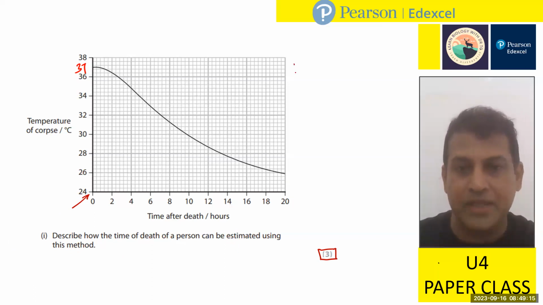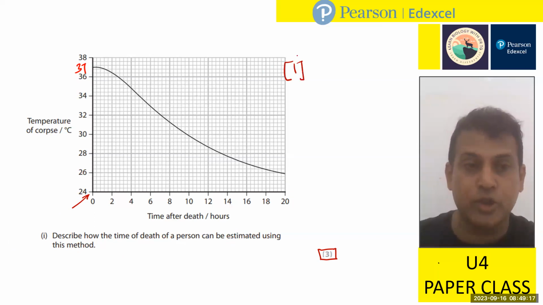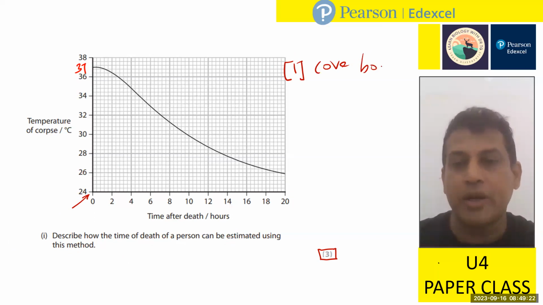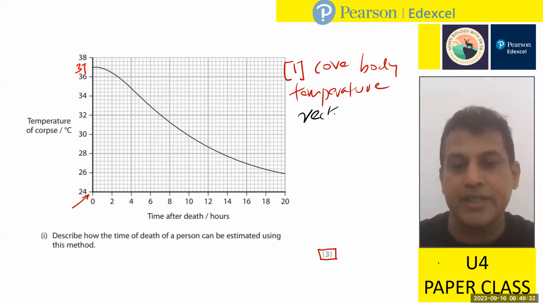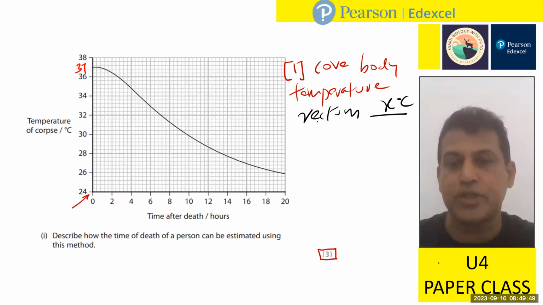The first thing we should do is take the core body temperature. The core body temperature is inside the body, so we can insert a thermometer through the rectum and record the temperature. Let's say it's X Celsius degrees. So then you write here: take the temperature of the mammal, core body temperature, through the rectum using a thermometer.